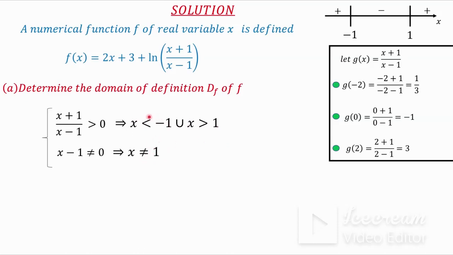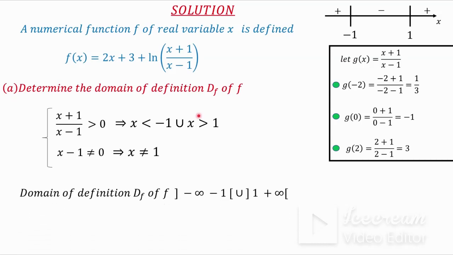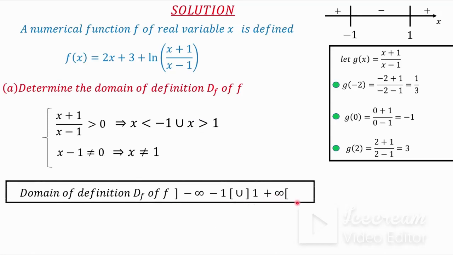So x less than -1 union x greater than 1 gives us the final domain of definition of our numerical function f. You can therefore write that the domain of definition of f, that is D_f, is equal to ]-infinity, -1[ union ]1, positive infinity[. It's what is being asked for us to determine in part a of the question.